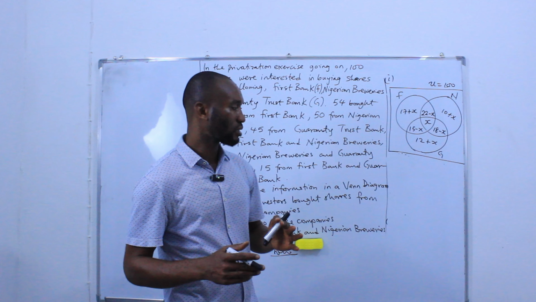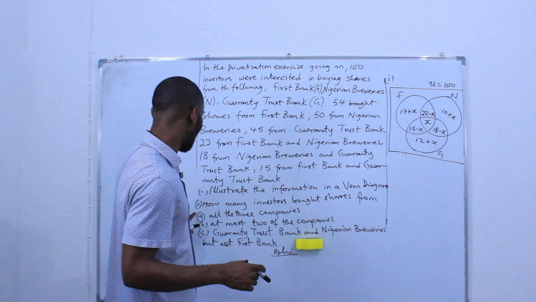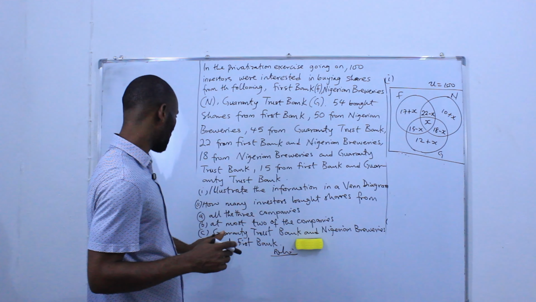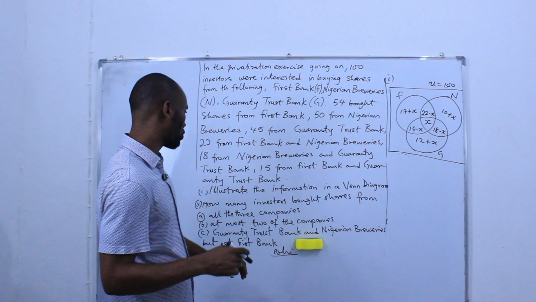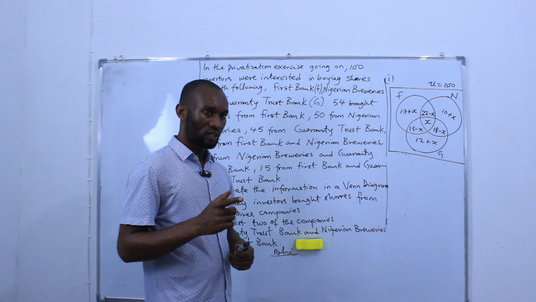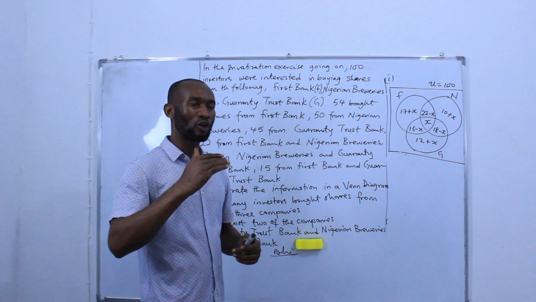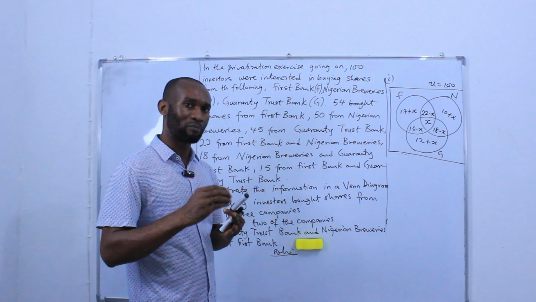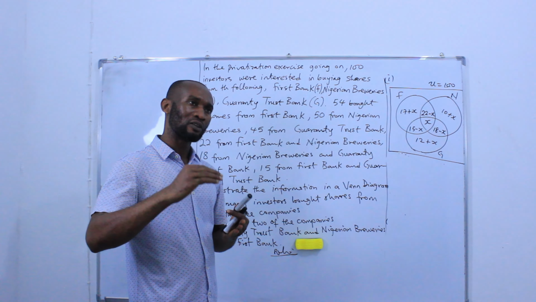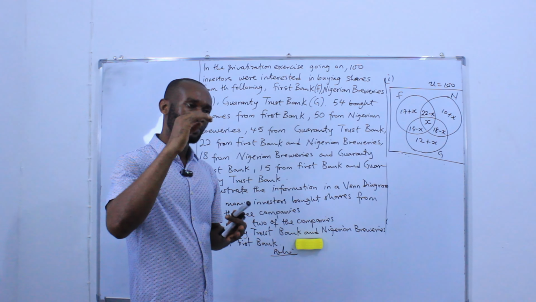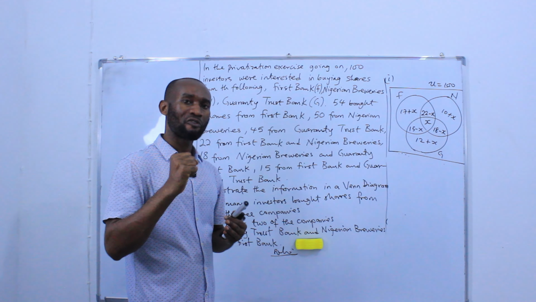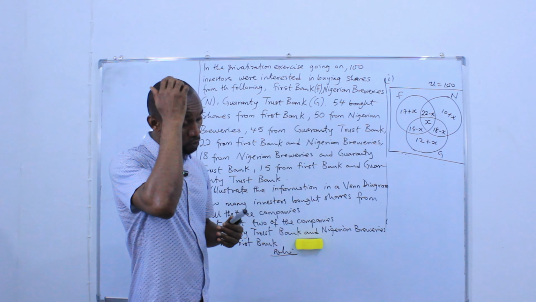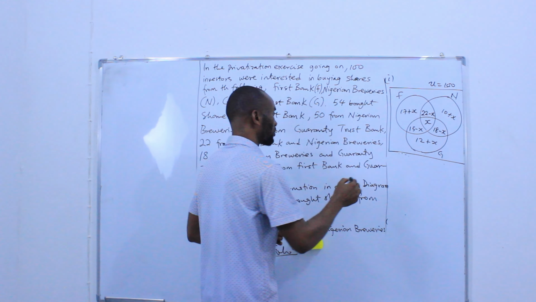We right now start from IIB, which says how many investors bought shares from at most 2 of the companies. The word at most means not greater than 2. So we're going to look for the number of investors that bought from 2 companies only. Then the number of investors that bought from 1 company only.